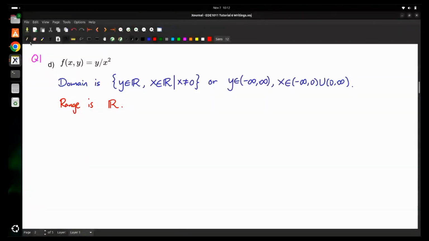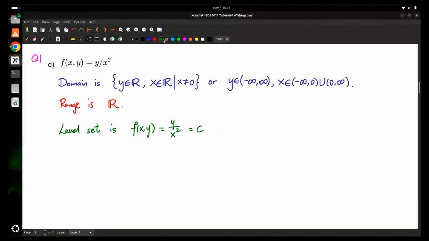So then what about the level set? The level set is when you have f equals to c. So therefore you have y over x squared equals to c, the function f equals y over x squared equals to some constant c. Of course this c must be within the range, or else it doesn't make sense. Whatever constant you want it to be must be within the range, which is the output of f.